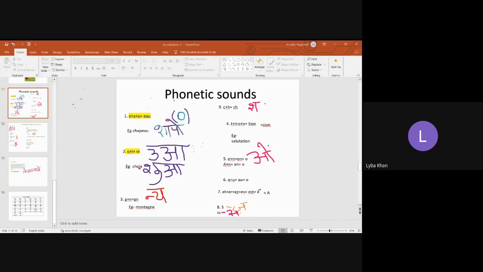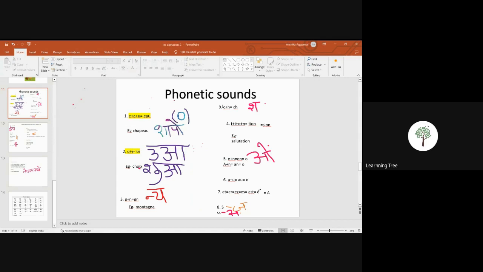So, Liba, what is the sound of EAU? It's O. And Mithil, what is the sound of OI? UA. Right. And Liba, what is the sound of GN? Nya. Great, great.